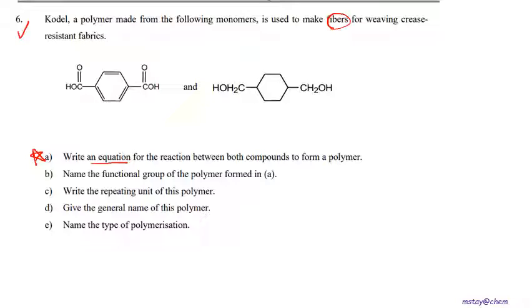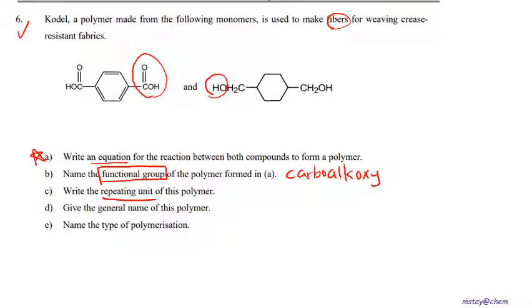Name the functional group of the polymer formed. Since we can see here we have a carboxyl group and a hydroxyl group, the polymer will become a polyester. But this question is focused on the functional group, so it will be carboalkoxy. And then they ask us to write the repeating unit.